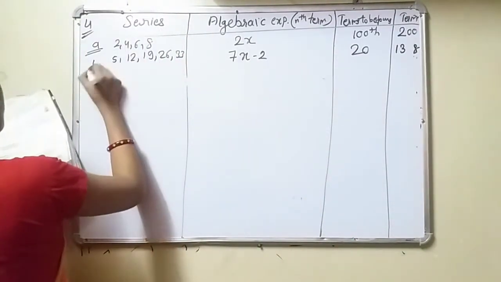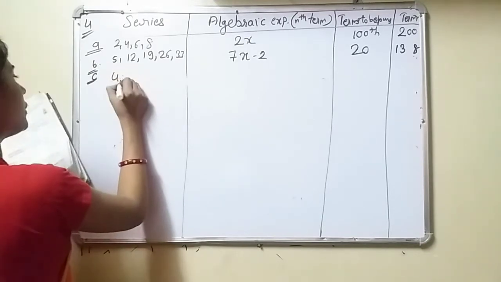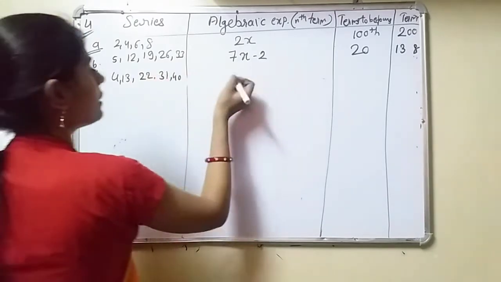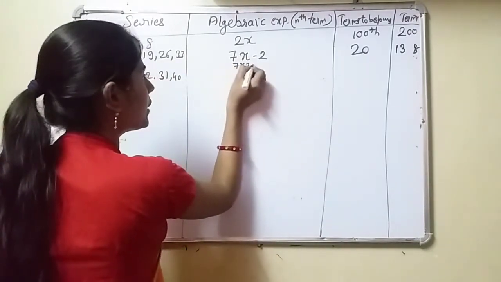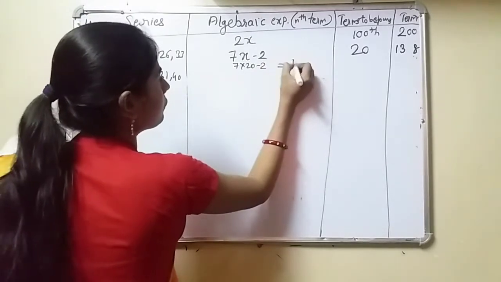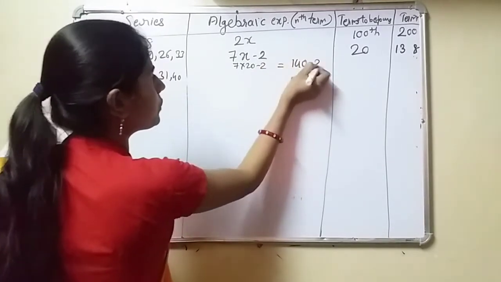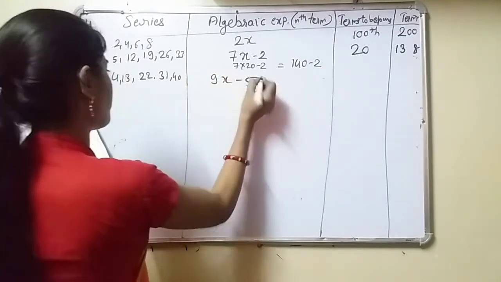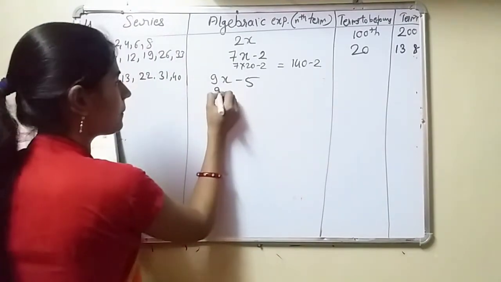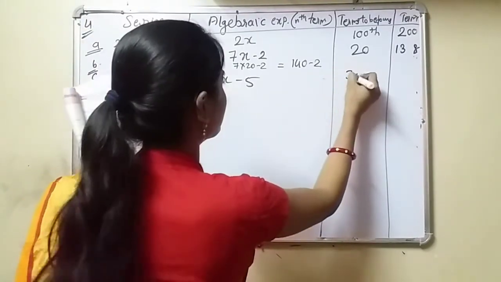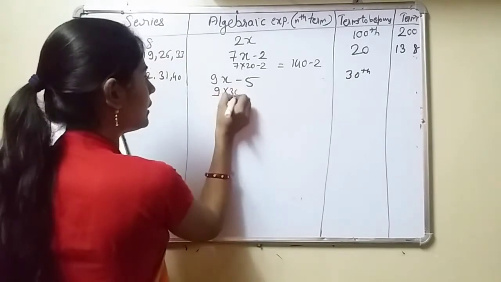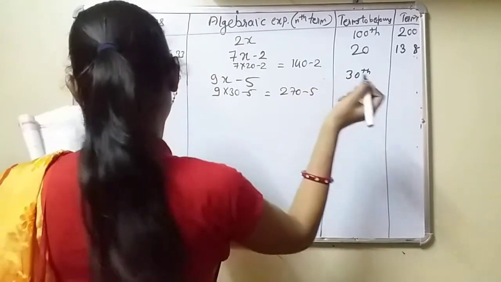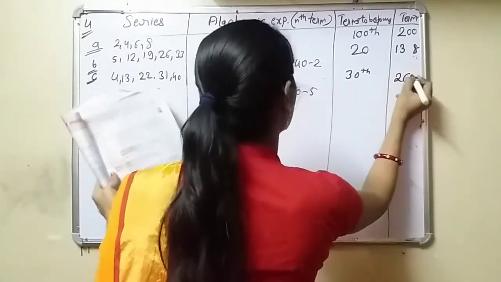Now see, 4, 13, 22, 31, 40. Or you can write it like this: 4 into 20 minus 2, 140 minus 2, that is 138. Now in C, 9x minus 5. What is the term given here? 30th term. 9 into 30 minus 5, that is 270 minus 5. You got here 265.